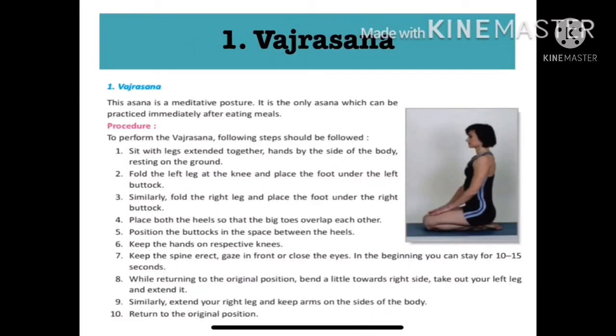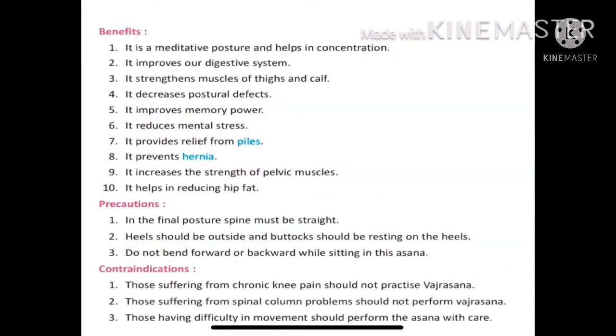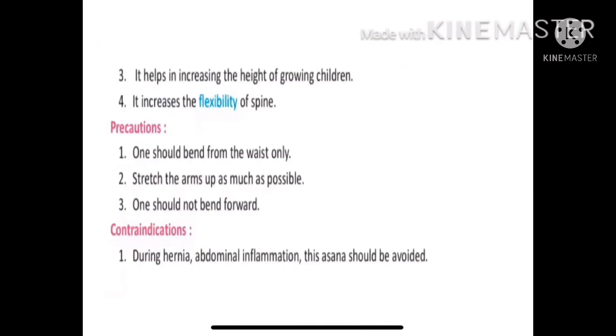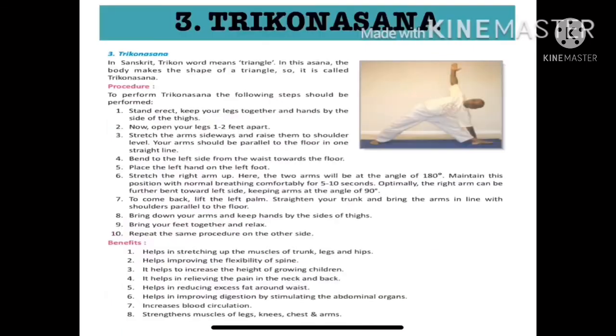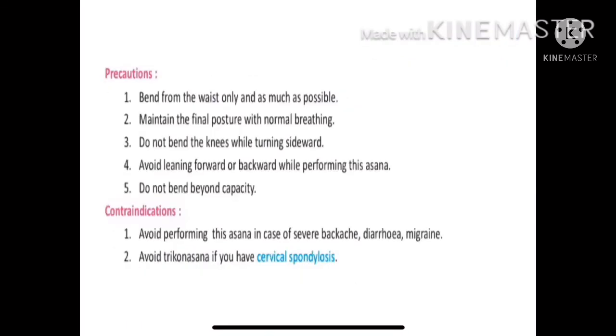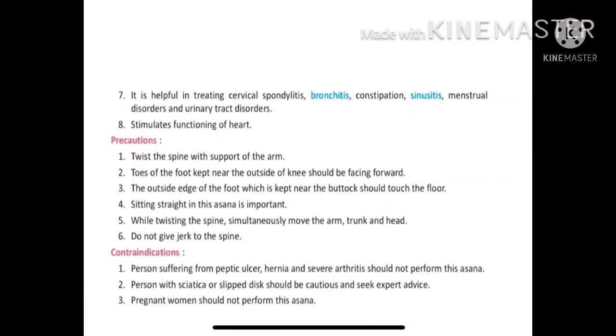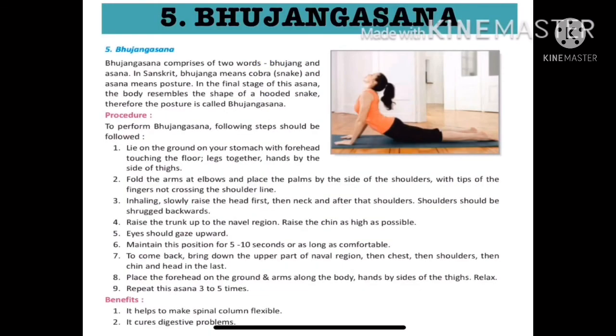So the first asana is Vajrasana. This asana is a meditative posture. The procedure, benefits, precautions, and contraindications are there. Second is Hastotansana. Third is Trikonasana. So the procedures are there. Fourth is Ardha Matsyendrasana. Fifth is Bhujangasana.